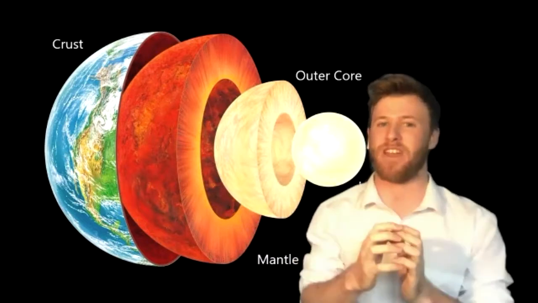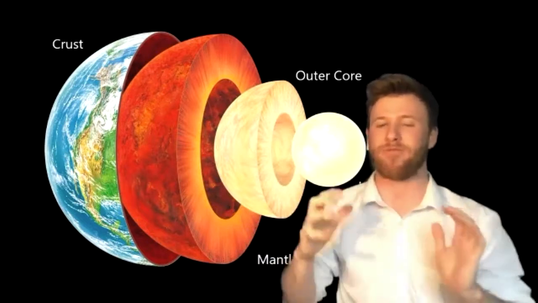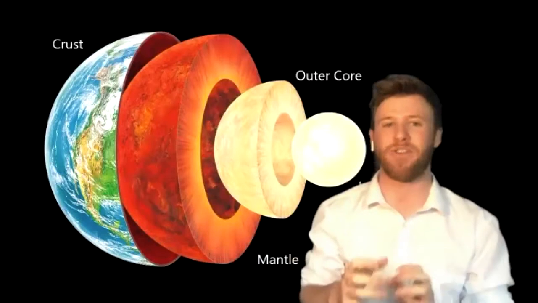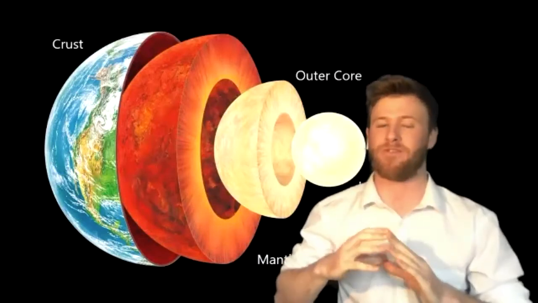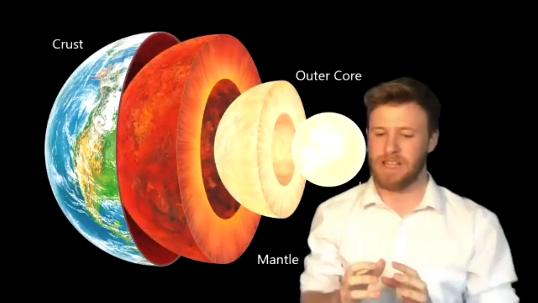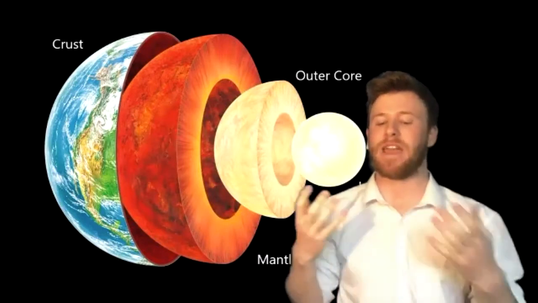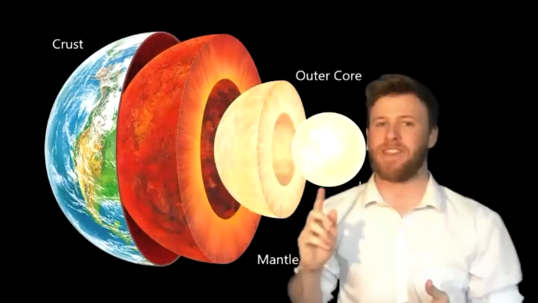So right in the center of the Earth, there's lots of gravity and lots of pressure pressing onto this iron and nickel, keeping it in a solid form. So although it's very, very hot, it's still a solid. And that's why it remains a solid. So that's the inner core.